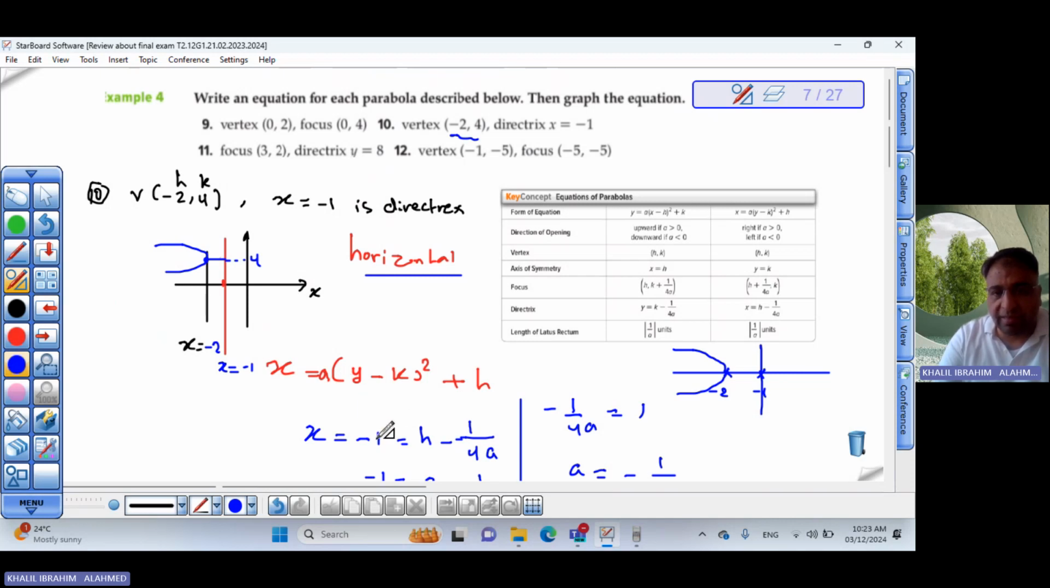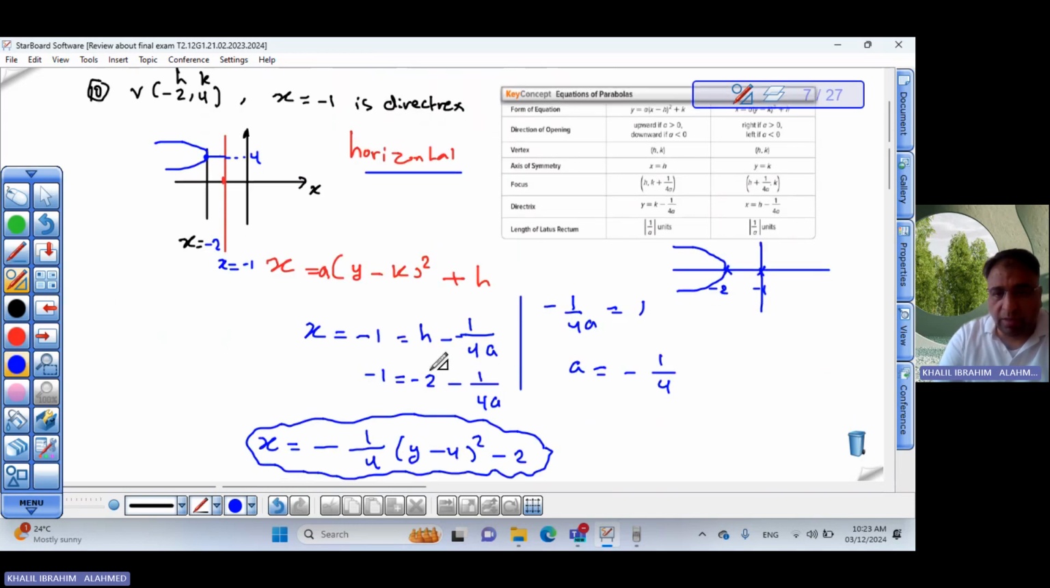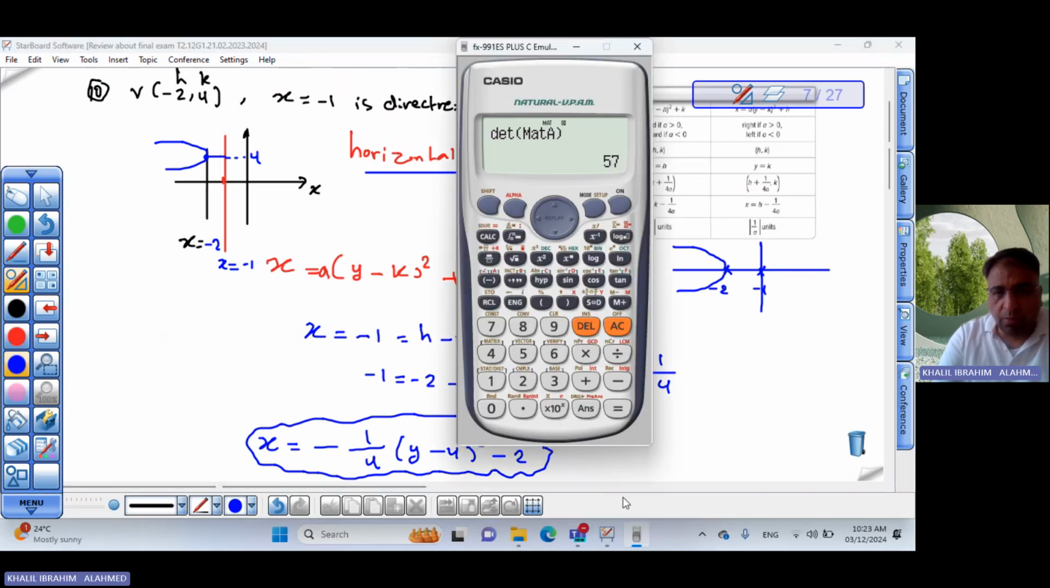We can use the equation of the directrix. Directrix here is x equals -1. And this is h minus 1 over 4a. Just substitute -1, h is -2, -1 over a. Maybe some students, we cannot use the calculator here. Shift 9, clear your calculator, maybe write -1 equals -2.